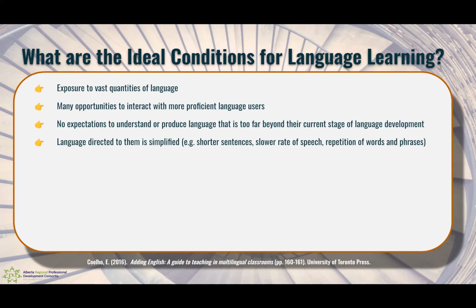And also that, depending on where they are in their current stage of language development, we have simplified language: shorter sentences, maybe a slower rate of speech, and repetition of words and phrases, especially for those beginning and beginning-intermediate students. We want to think about maybe not simplifying it so much that it's not robust, but just making some sentences shorter, and having some repetition available for them.